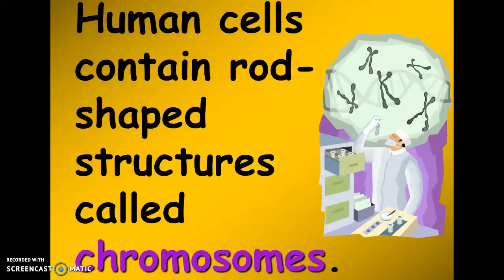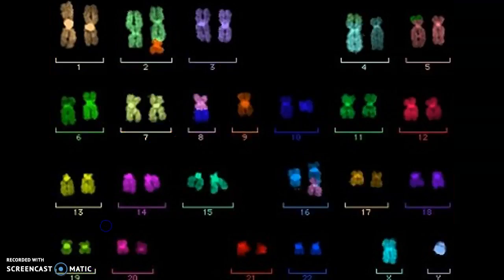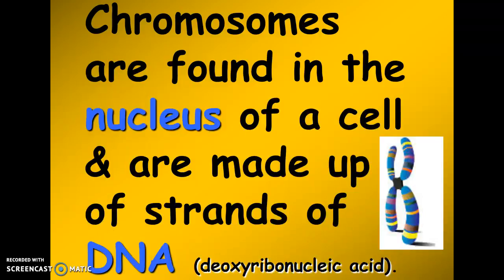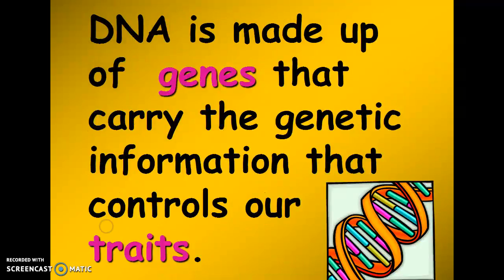Human cells contain rod-shaped structures called chromosomes. This is an example of our chromosomes. So you can see that they come in pairs, one from mom and one from dad. Chromosomes are found in the nucleus of a cell and are made up of strands of DNA, or deoxyribonucleic acid. DNA is made of genes that carry the genetic information that controls our traits.